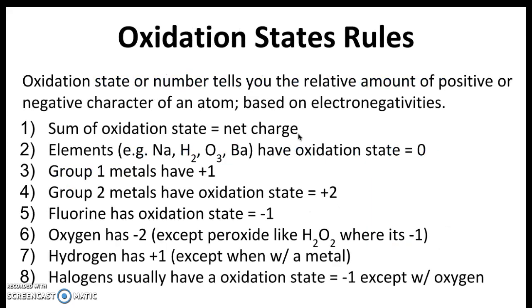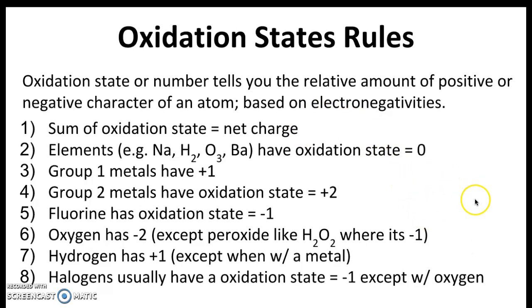First, we're going to start with just what an oxidation state or oxidation number is. It basically tells you the relative amount of positive or negative character, not charge, of an atom. So the atom is not necessarily charged, it doesn't have a charge on it, but it has a certain amount of positive or negative character associated with it based on the atoms it's connected or bound to in the molecular compound.